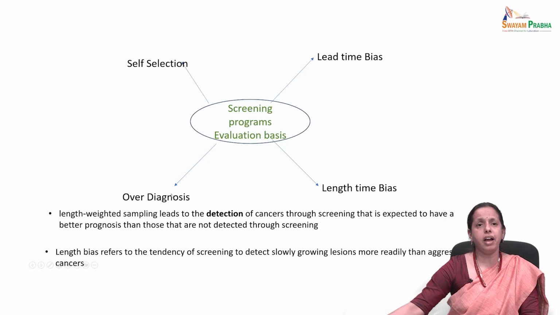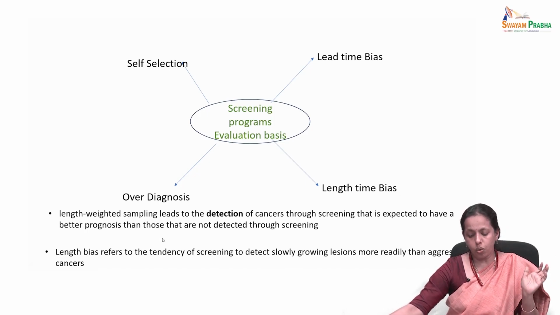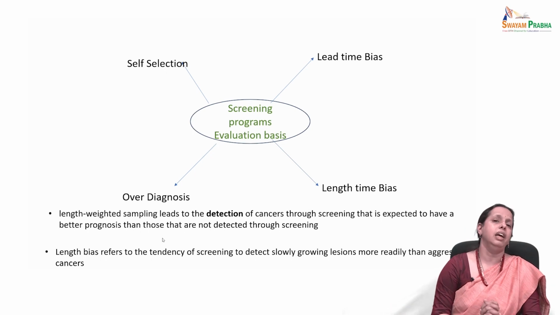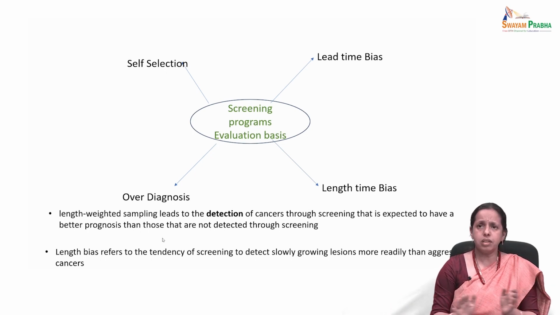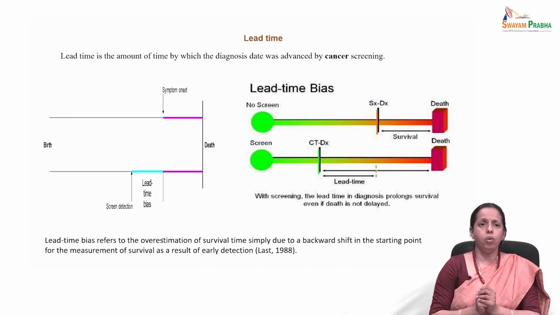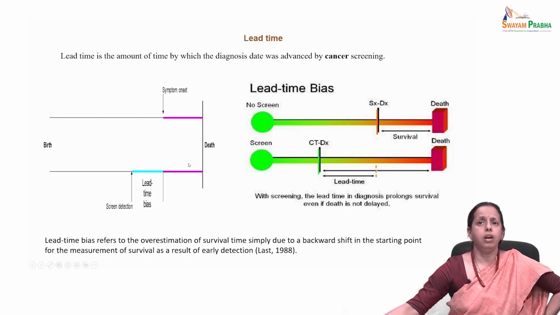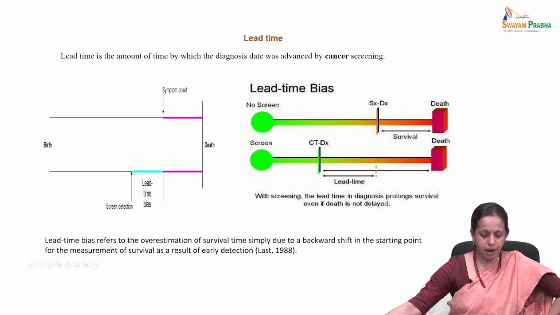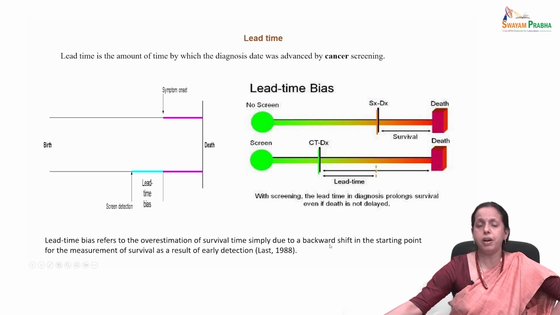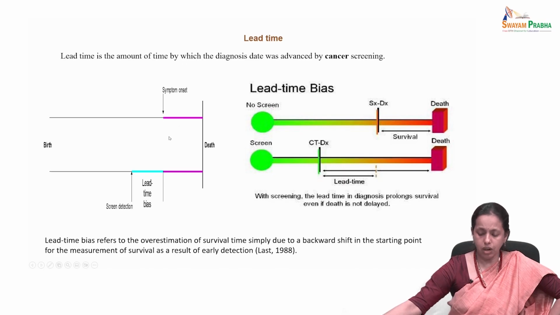So, length bias refers to the tendency of the screening procedure to detect slowly growing lesions more readily than aggressive cancers. I will be discussing this in further detail in the coming slides. Now, this is, for example, your lead time. Lead time bias refers to the overestimation of survival time simply due to the backward shift in the starting point for the measurement of survival as a result of early detection.